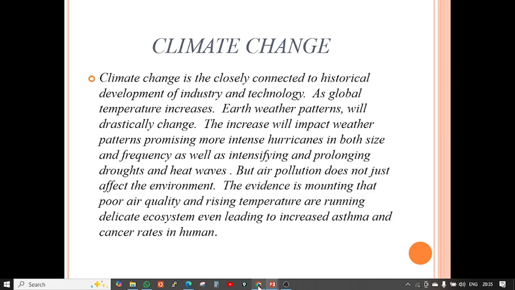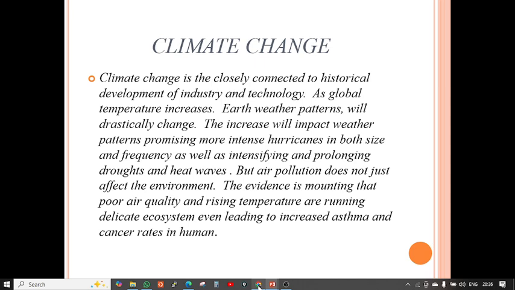That creates so much environmental impact as well as affecting the health of the people who are living inside these waterlogged areas. So that is the consequence of climate change. Air pollution does not just affect the environment; over a long period of time it changes the overall climate. So there is mounting evidence: poor air quality, rising temperature, all these things.